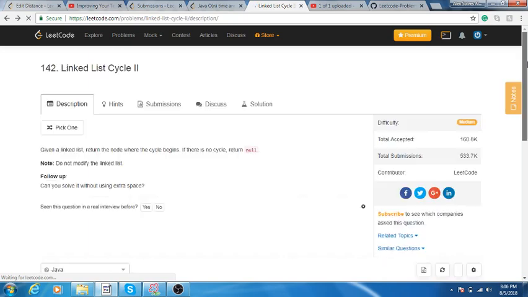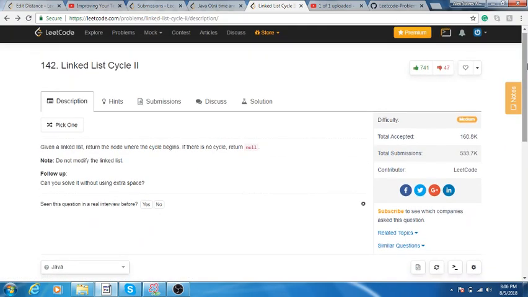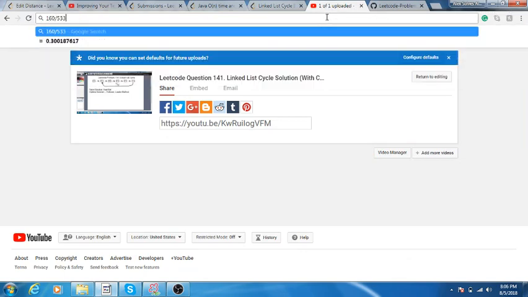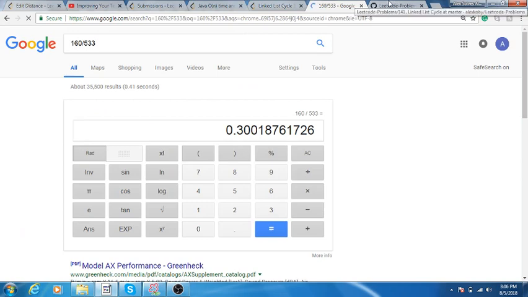There was a low acceptance rate, even though I didn't figure this one out on my own. 160 out of 533. Okay, 30% acceptance rate, so that's pretty good.